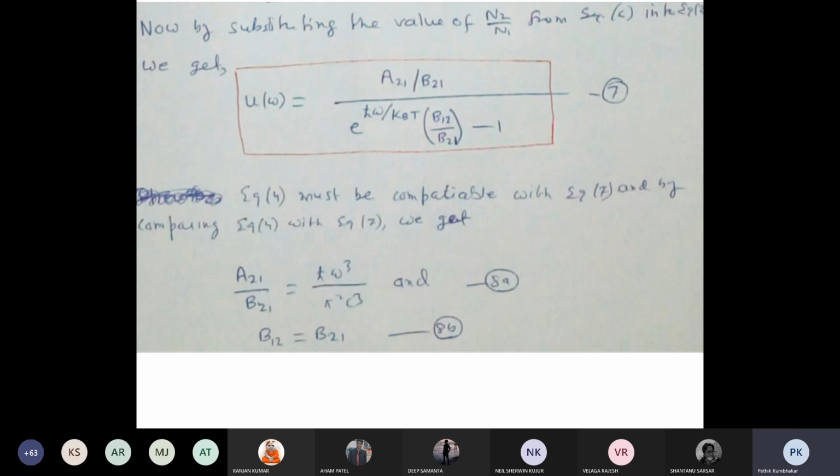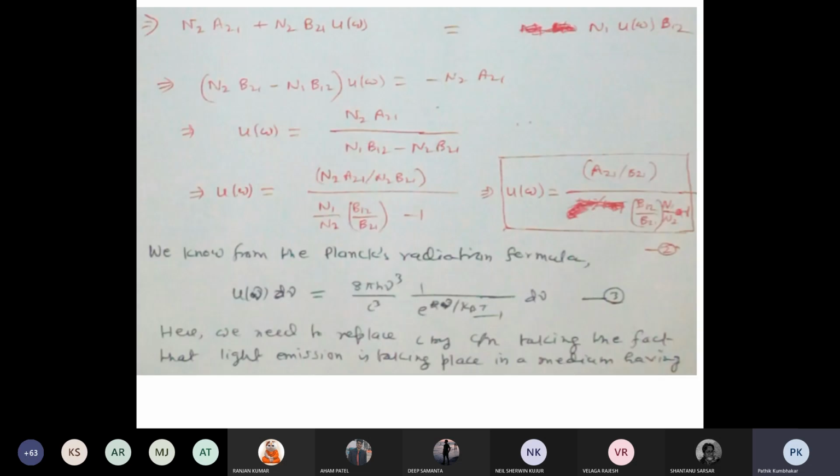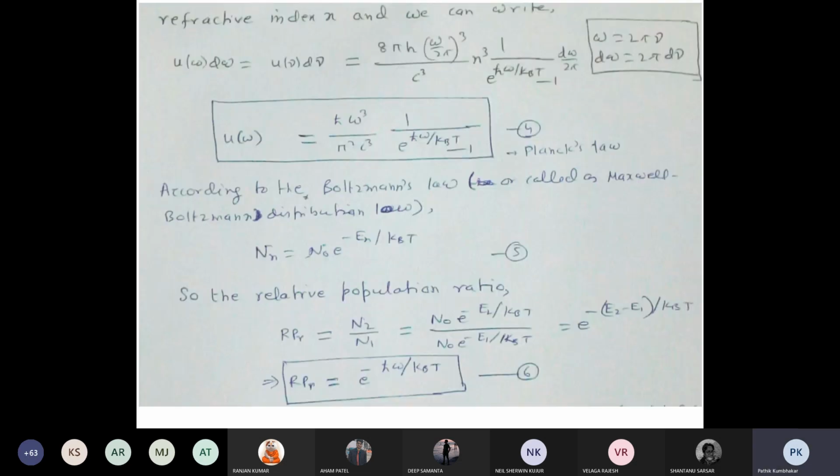These relations are used to calculate the two ratios R1 and R2 as we defined a little earlier. R1 is the rate of spontaneous emission by the rate of stimulated emission. R2 is the rate of stimulated emission by the rate of absorption. By calculating these two ratios, we will be able to answer the question of why, in the case of ordinary materials, we do not get laser-like photons, because Einstein says that it happens with every system of atoms. So even in a lamp which you are using, there should definitely be stimulated emission.